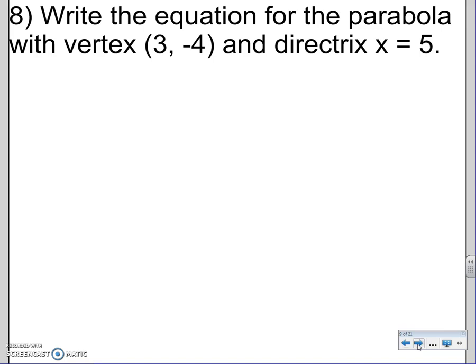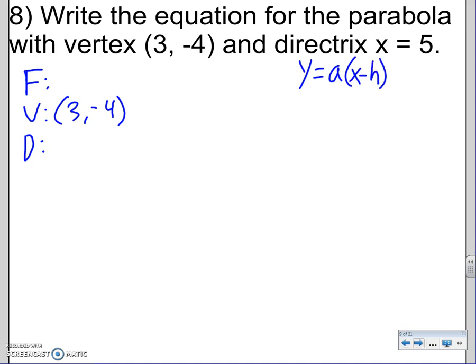Alright, 8. Write the equation for the parabola with the given vertex and directrix. Okay, so this is FVD again. F, we don't know. Vertex, 3, negative 4. And when it says equation, that means we want to do our famous y equals a(x minus h) squared plus k. We'll see if it comes back to bite me later on. The directrix, actually I'm going to graph this. It's really helpful to graph.